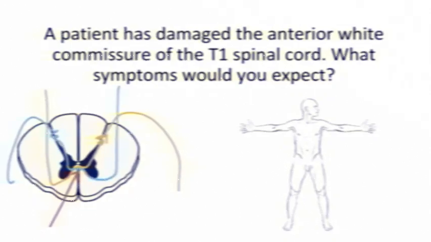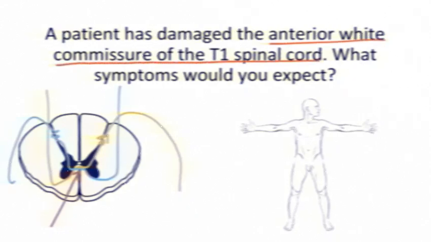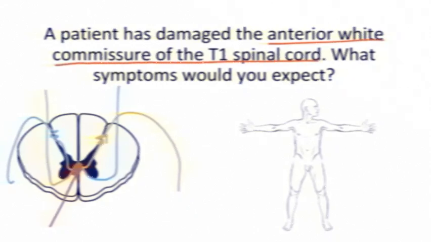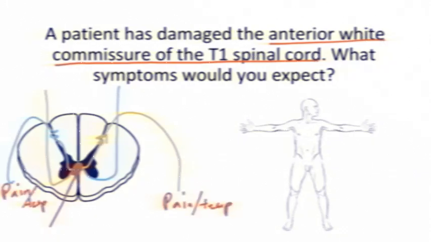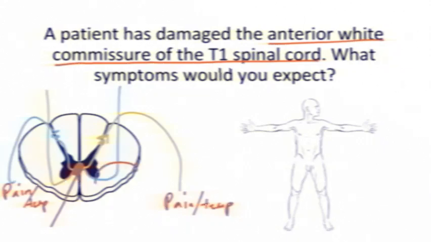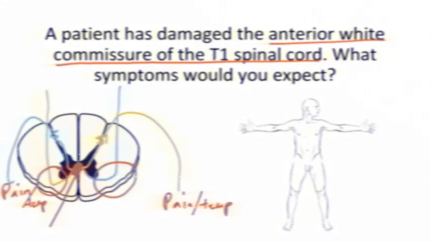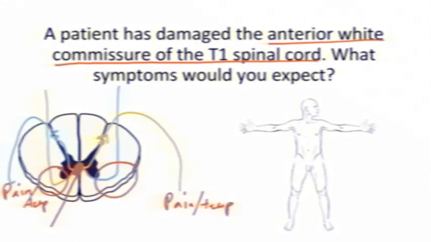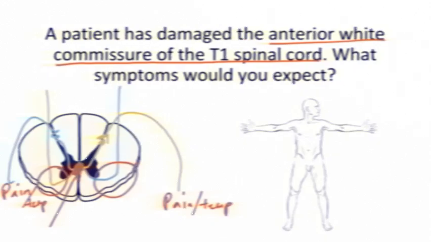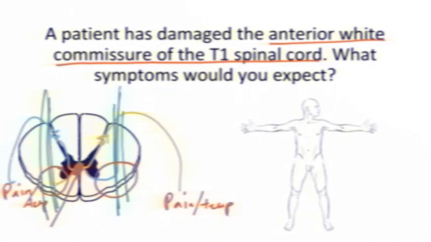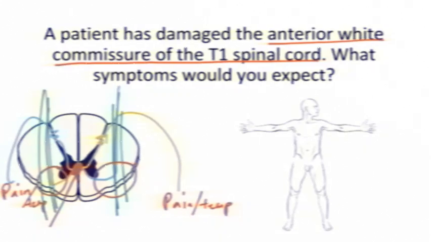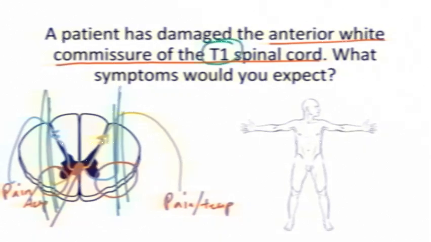So if the patient has damaged the anterior white commissure of the T1 spinal cord right here, then the patient would lose pain and temperature sensation coming in from either side. But this would be at just the T1 spinal cord level, because as you recall, if this part is spared, then everything coming from above T1 and anything coming from below T1 would be able to carry its signal just fine up to the brain, because the pathway is totally fine, as we described in a previous section. So the patient would only lose pain and temperature at the T1 spinal cord level.